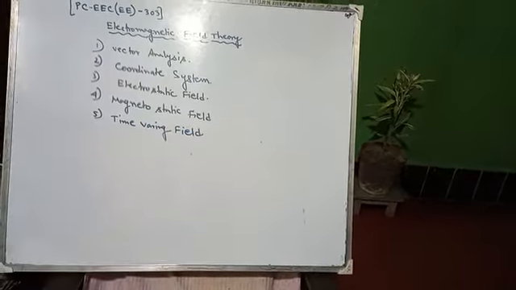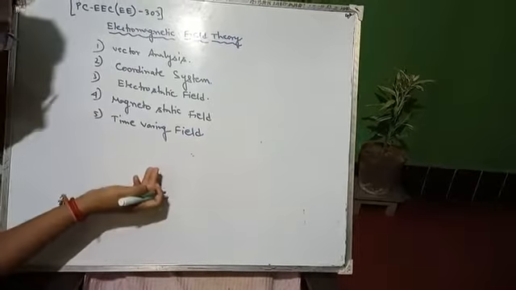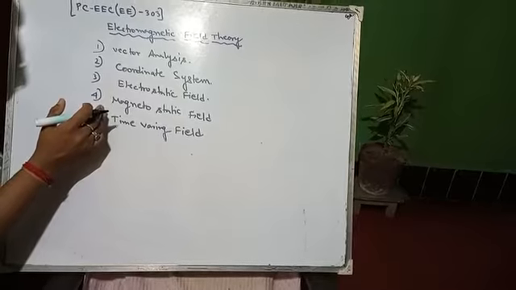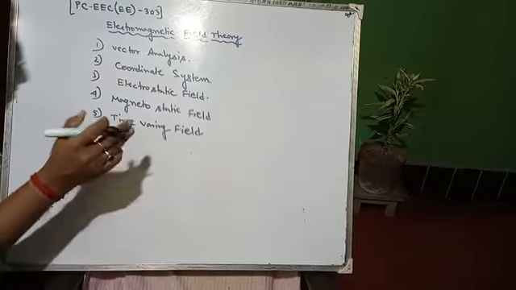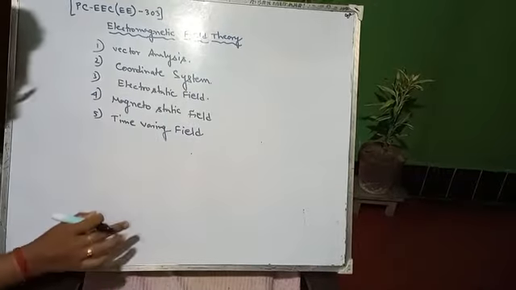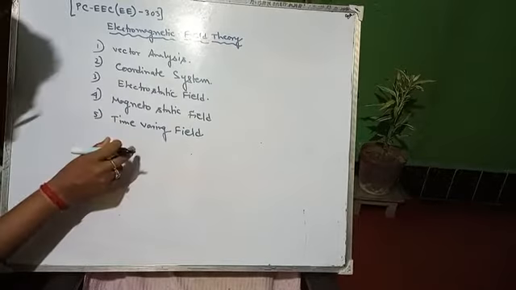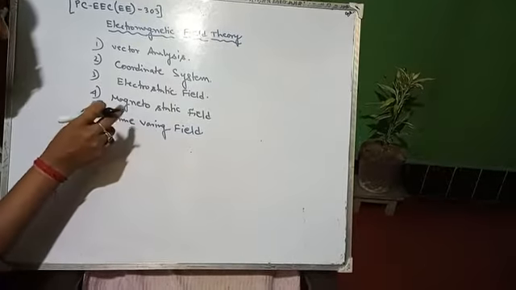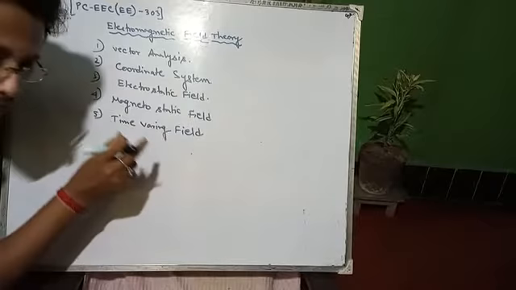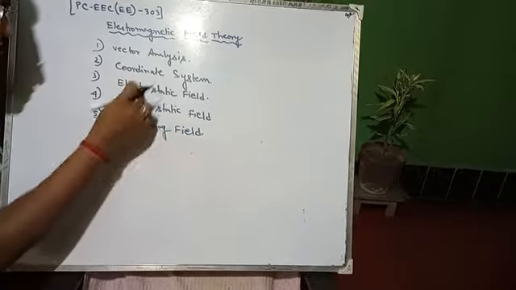What is time varying field? These are the static fields: as time elapses, there is no change. That is, time does not matter. Time is not a factor over the parameters of this field. Okay, so in the time varying field, now time is a function. Now time is the most important parameter for the field. This time varying field is nothing but the electromagnetic field.